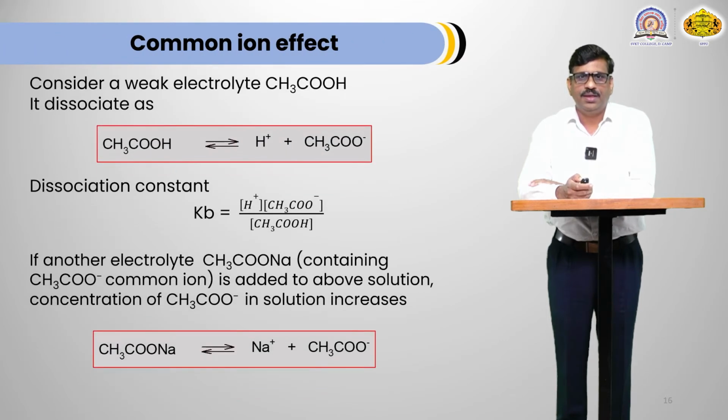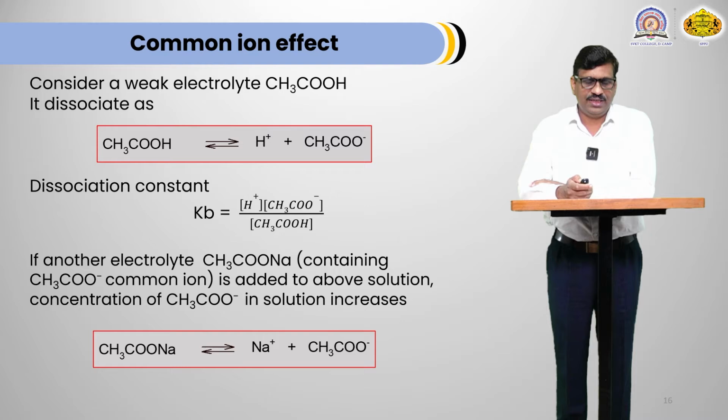Now let's see another example of the common ion effect. Let's consider the example of acetic acid and sodium acetate. When acetic acid dissociates, it produces H+ and acetate ion. As we know, acetic acid is a weak electrolyte. The dissociation constant of this weak electrolyte is given as Ka is equal to concentration of H+ times concentration of acetate ion divided by concentration of acetic acid.